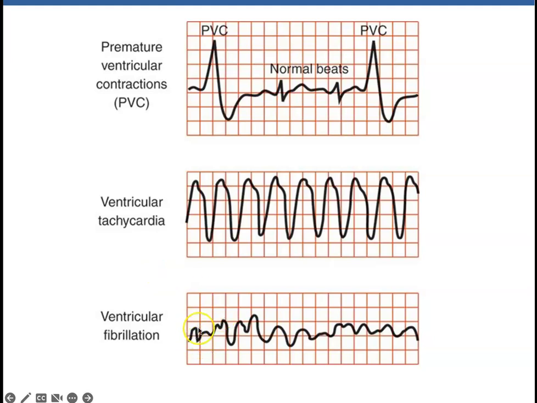And then when you have VFib, this person's pretty much dead. This is a shockable rhythm. So VTach with a pulse and VFib are your two shockable rhythms. Sometimes you'll have electrical activity that looks like they're having something, but you don't feel a pulse. That's called PEA, which means pulseless electrical activity. And so you can't shock that because there isn't anything to work with. There's absolutely no real, true electrical activity.